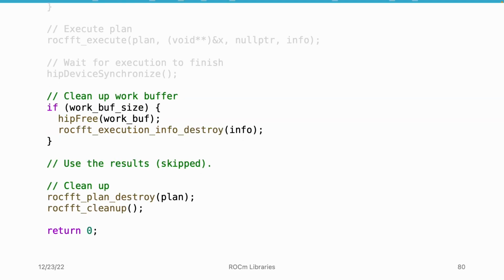Finally, we clean up the execution environment, we free the buffer, we remove the information for execution, and we destroy the plan. We also call rocFFT cleanup to free up the environment. As you can see in this example, rocFFT is not a very complex library. So it basically follows a few steps. At the beginning, you create a plan. Then you provide the information for the execution. In the third step, you make the execution happen by calling this rocFFT execute function. And finally, in the fourth step, you free up all the resources. That is a common pattern that you would use for the rocFFT library.